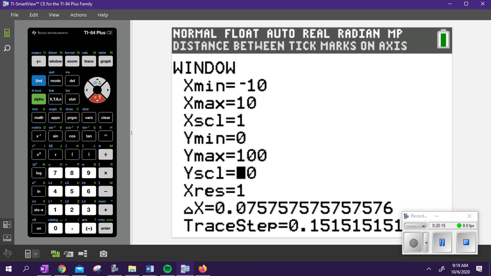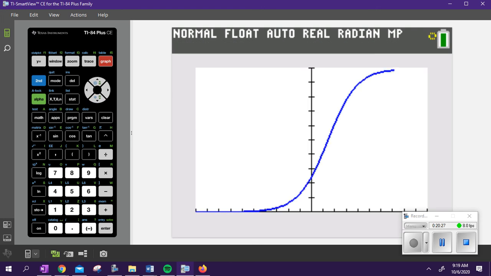And then I changed my Y scale because I hate when there's just a solid black line. I like to make them have hash marks. Everybody go with that? We type that in. So 0 to 100 because I'm doing percentages. Let's graph it. Oh, there we go. I got a nice little logistical line.